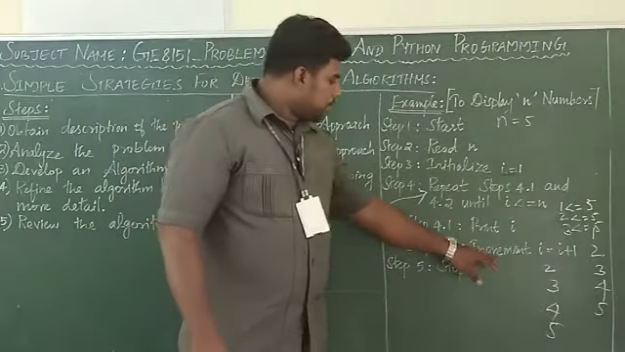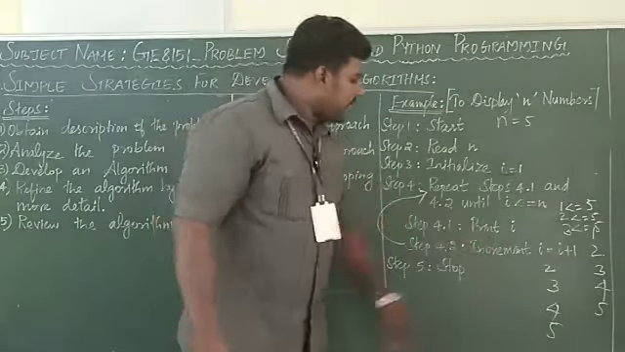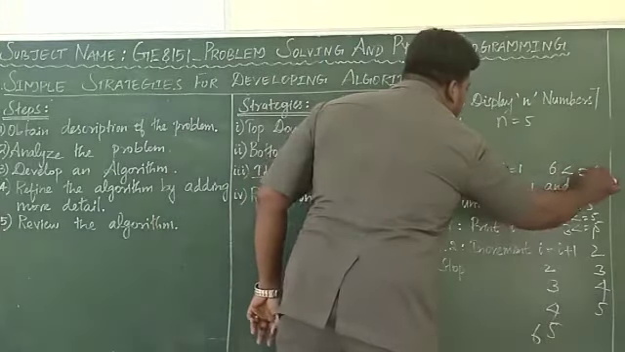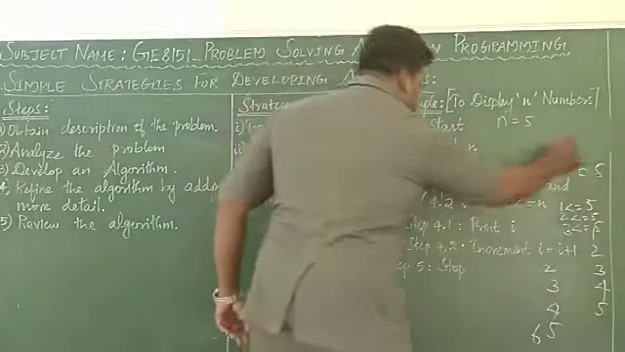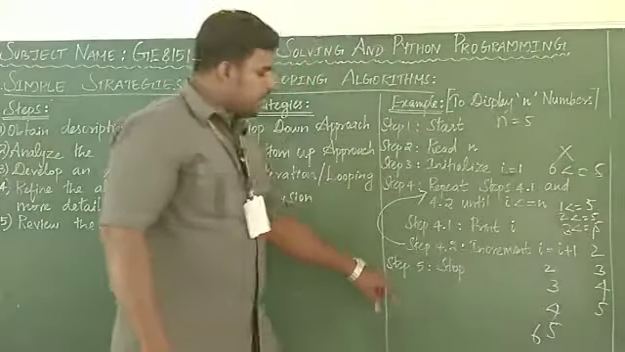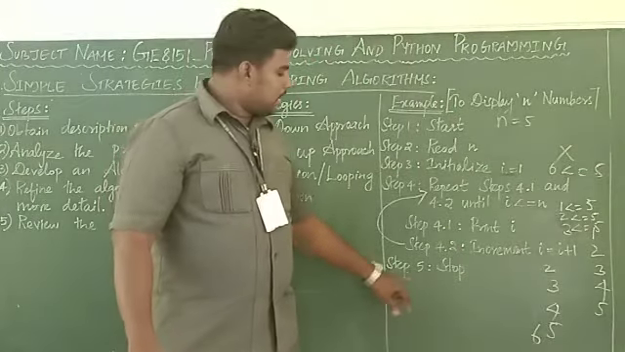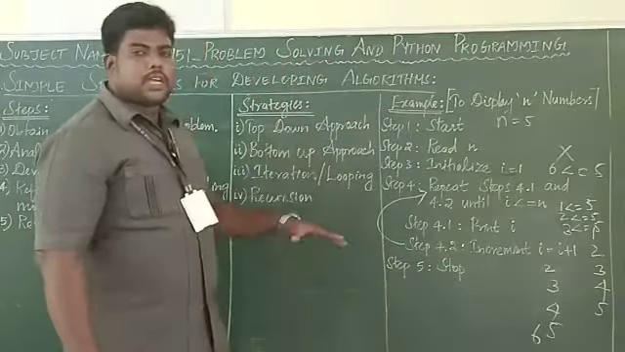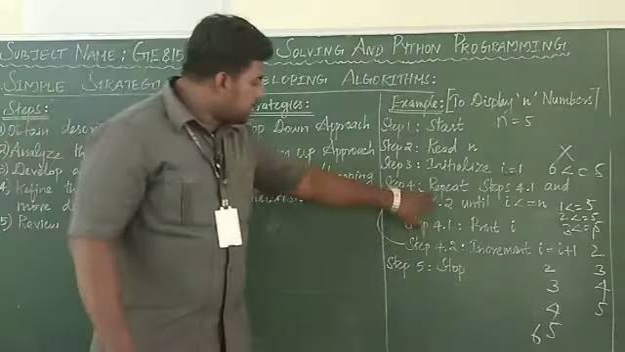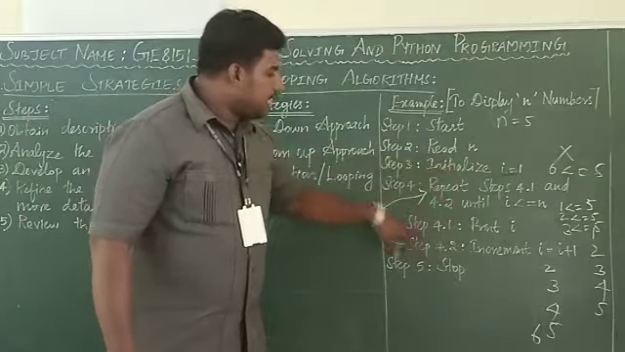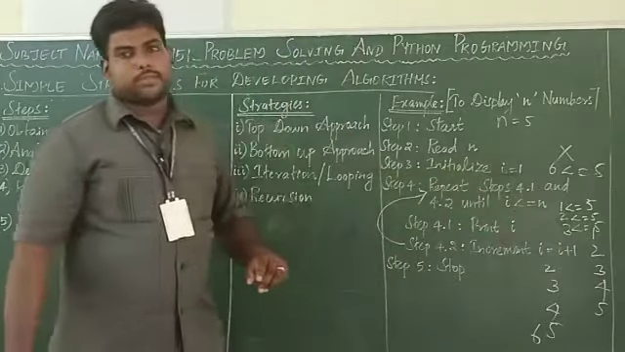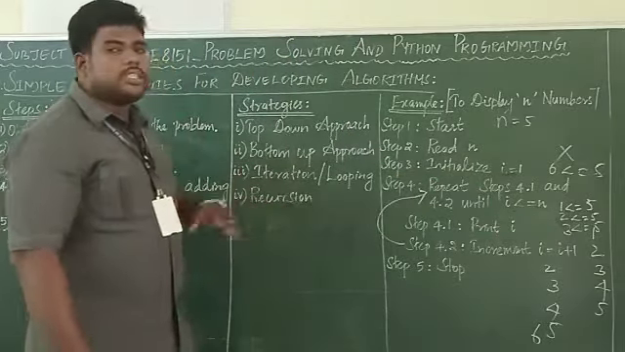The next step, see here. What's the I value? 6. 6 is less than or equal to 5. Condition true or false? False. At that time, it will come out and reach the stop. Okay. So all of you understand the looping concept? Set of instructions, these 2 steps, repeatedly executed again and again till this condition is false. Got it? The next one is recursion.